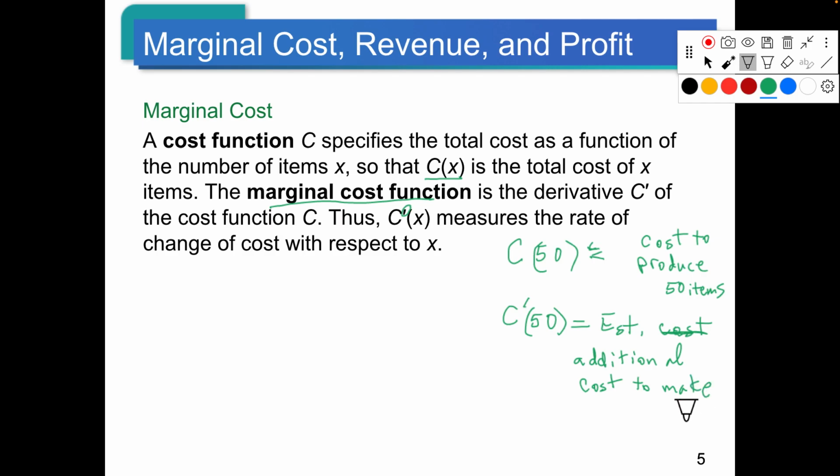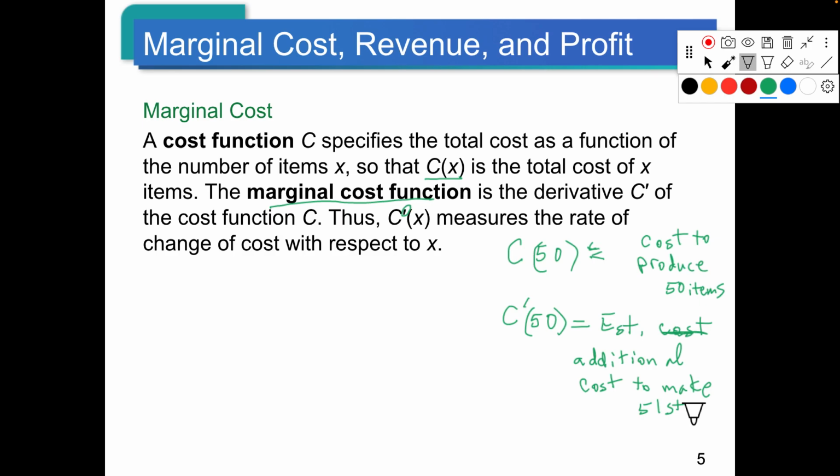I'll just, to make the 51st, actually, not to make, because if I plug in 51 to the original function, that'll tell me the total cost to produce 51 items. But when I use the marginal, it's an estimate of how much additional it'll cost me to produce one more. Oh, got the order wrong. I need 51. Let me go make one more. So that's what that's going to give us, okay?